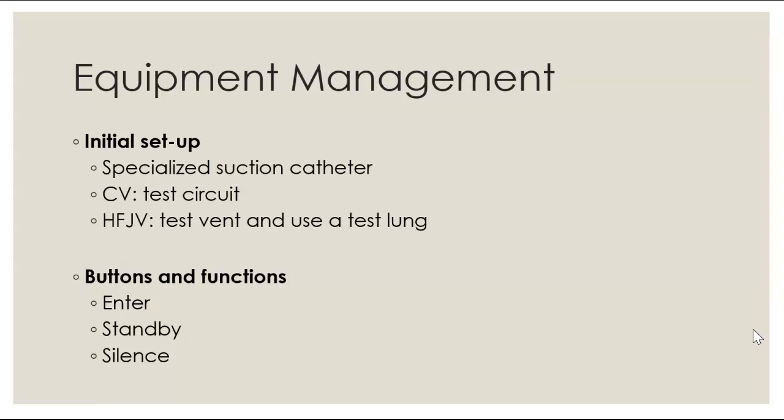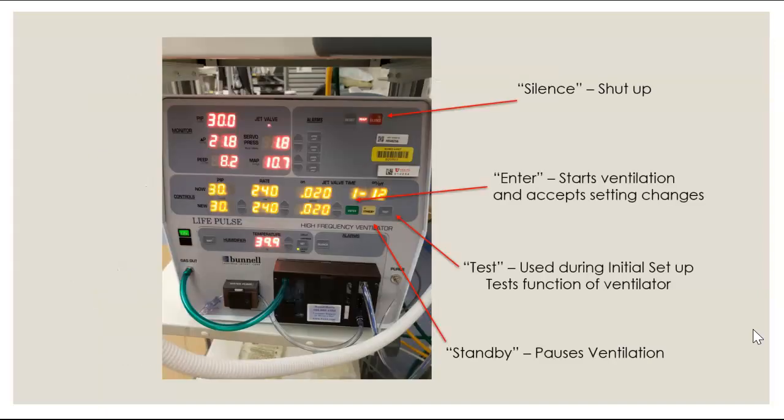Buttons and functions, we're going to go over enter, standby, and silence. So this is the shut up button. If it's alarming, you're like, okay, you're done. This indicator light right here, essentially, if we pause the ventilator for whatever reason, assessment, suction, anything like that, it will say it's pressurized and we're back to appropriate ventilation when this is ready. So that will turn off after you put it in standby, and turn back on once it's pressurized again. This enter button is what selects any ventilator changes, and also it starts up ventilation again. It's what starts the jet to work.